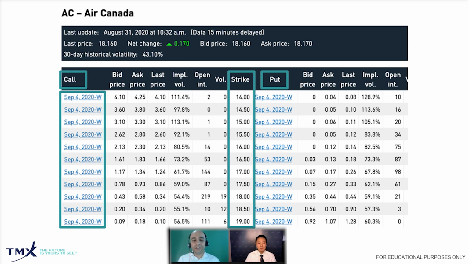So I'm looking at the chart here, or the option chain as you described it. Why are some options more expensive than others?